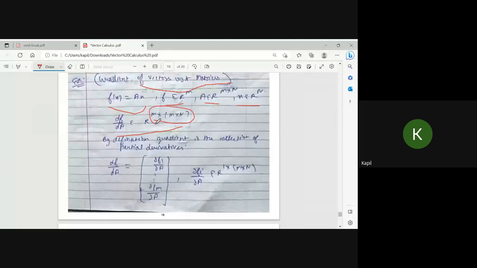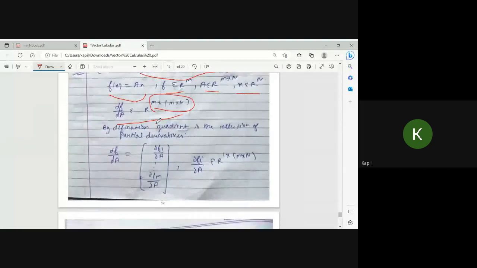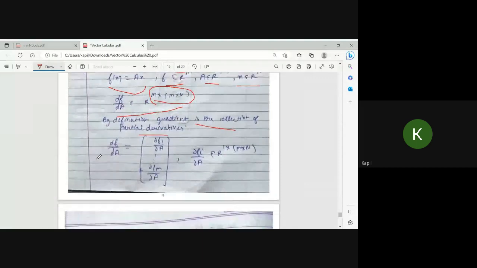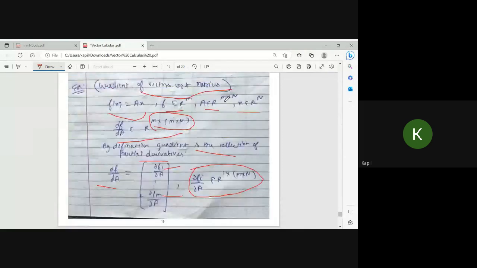By the definition of gradient, we know that the gradient is nothing but the collection of all the partial derivatives. So df upon dA is the collection of all the partial derivatives, del f1 upon dA, del f2 upon dA, up to del fm upon del A, where each del fi is 1 cross m cross n dimensional, because we know that each A is m cross n dimensional.